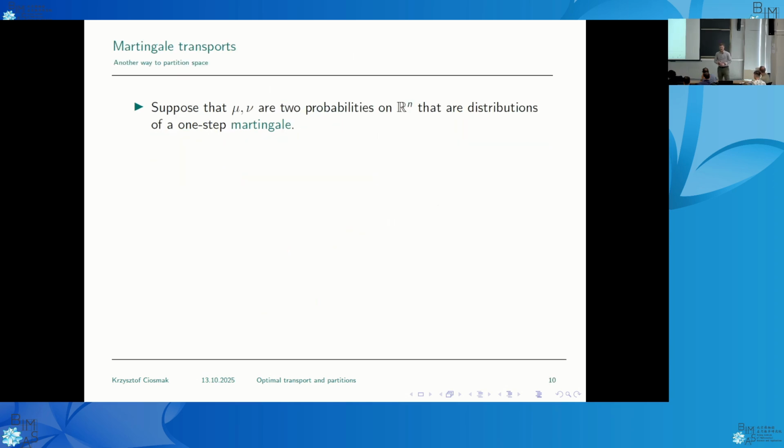All right, so let me now speak about another approach to obtaining partitions, which also is related to transport, but this time it will be martingale transports. So we have two probability measures on R^n that are distributions of a one-step martingale. Let me remind you what a martingale is. A martingale is a pair of random variables x0 and x1, such that the conditional expectation of x1 with respect to x0 is equal to x0.